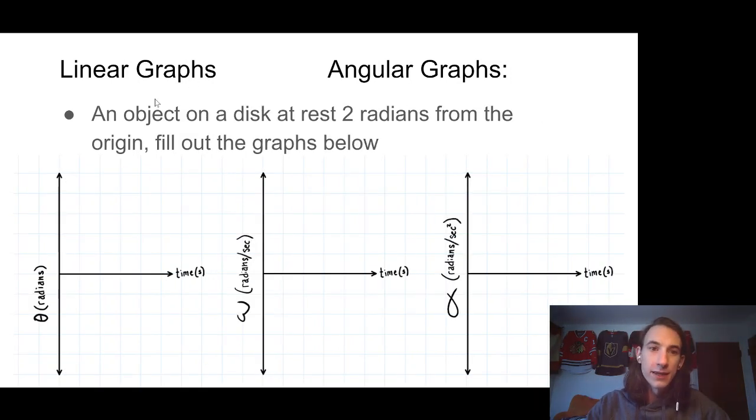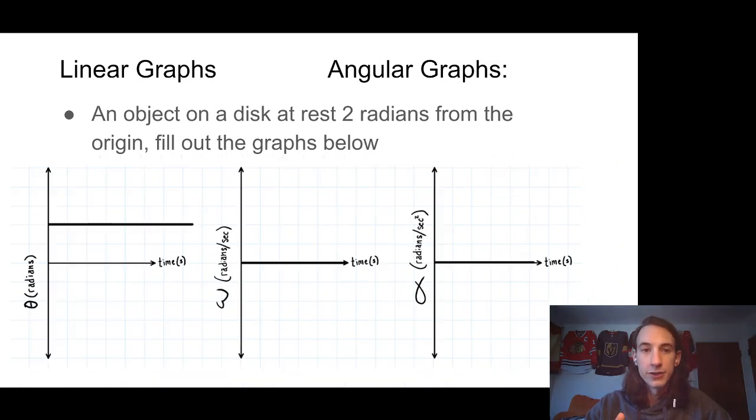And we can do the same thing for an angular idea. Say an object on a disk is at rest 2 radians from the origin. What would these graphs look like? Well, it's at rest, so I'm at 2 radians from the origin, and I'll remain 2 radians from the origin. So I have a constant angular position, a 0 angular velocity, and a 0 angular acceleration.